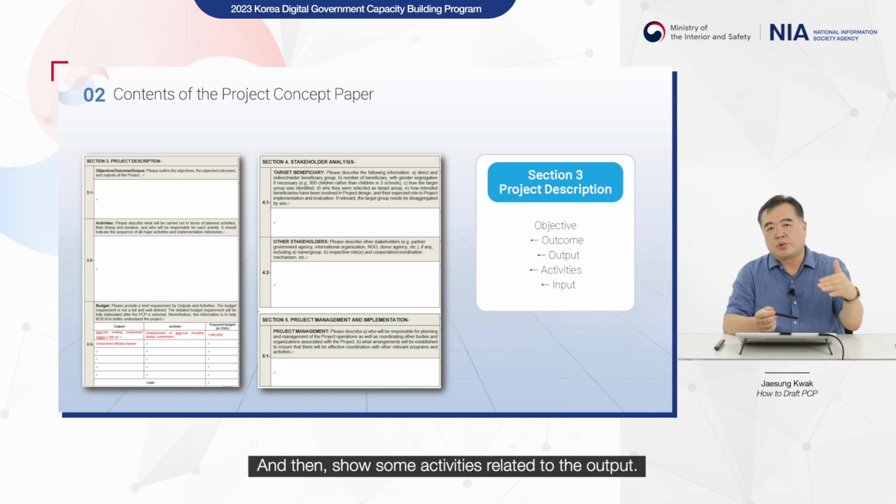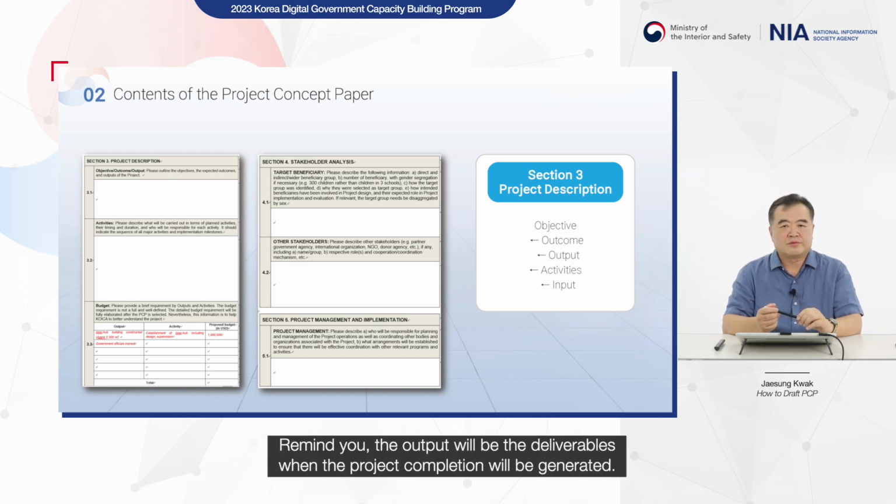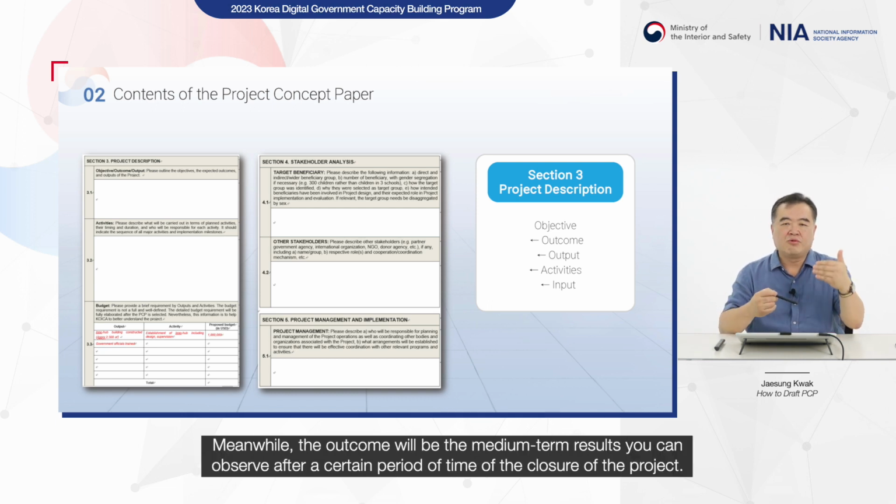And then show some activities related to the output. Mind you, output will be the deliverables when the project completion will generate. Meanwhile, outcome will be the medium-term results you can observe after a certain period of time of the closure of the project.